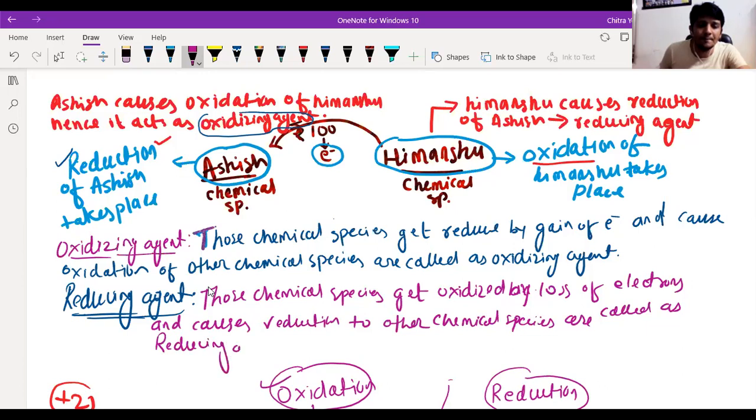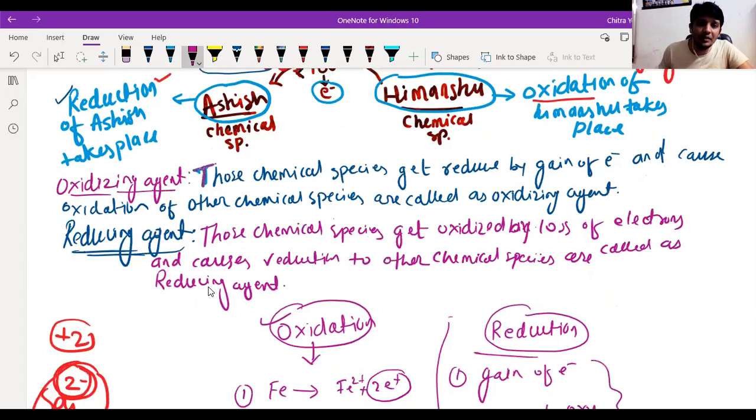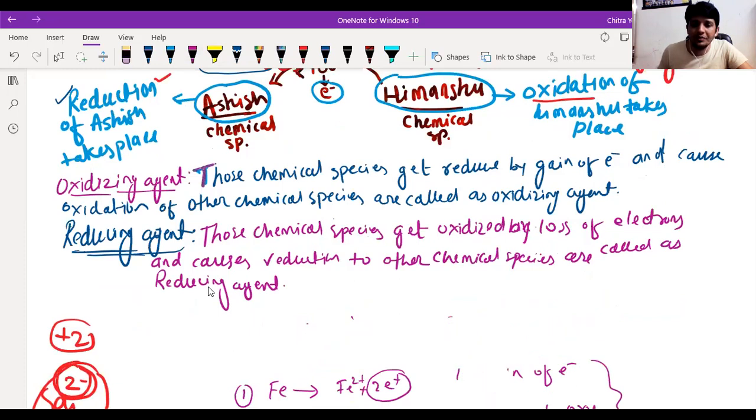Reducing agent. Okay, first we have to take a screenshot, then we will move further. Have you taken the screenshot? Yes, sir. Okay, now we are going to discuss one example. We have only 4 minutes left. So I'm going to erase this because we need the place to understand the example.